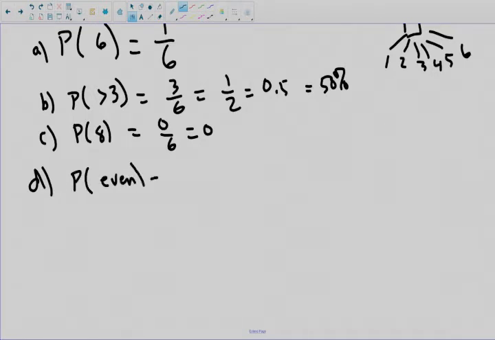How many even numbers are there on a die? Well, 2, 4, and 6. There are 3 out of 6, which is the exact same percentage as B. So again, I'm going to let you finish that one off.